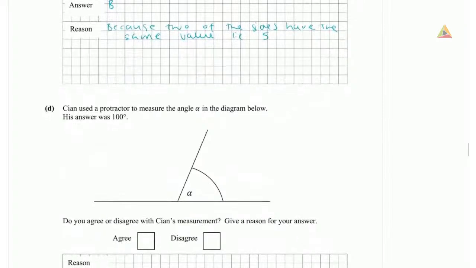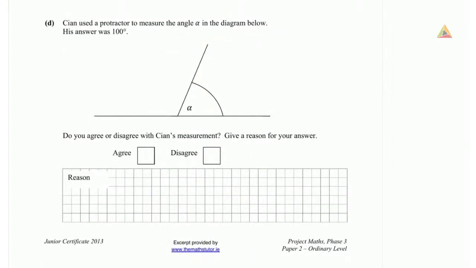Okay, so we're on to part D. Cian used a protractor to measure the angle alpha in the diagram below. His answer was 100 degrees. Okay, so he's saying that this angle here, alpha, is 100 degrees. Do you agree or disagree with Cian's answer, and give a reason for your answer?